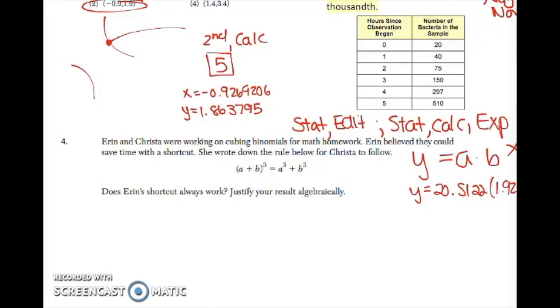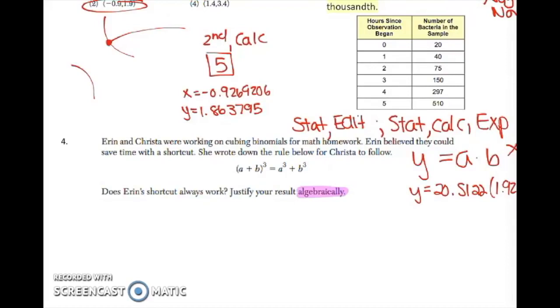Aaron and Krista were working on cubing binomials for math homework. Aaron believed they could save time with a shortcut. She wrote down the rule below for Krista to follow. Does Aaron's shortcut always work? Justify your answer algebraically. Now, it does not say justify your answer, period. It says algebraically, which means we need to do algebra.